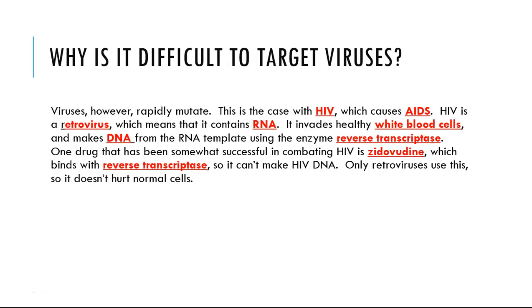All right, so why is it difficult to target viruses? So viruses, like bacteria, rapidly mutate. An example of a virus that we've had enormous trouble targeting is HIV, which causes AIDS. So HIV is a retrovirus, which means that it contains RNA. It invades healthy white blood cells and makes DNA from that template using reverse transcriptase.